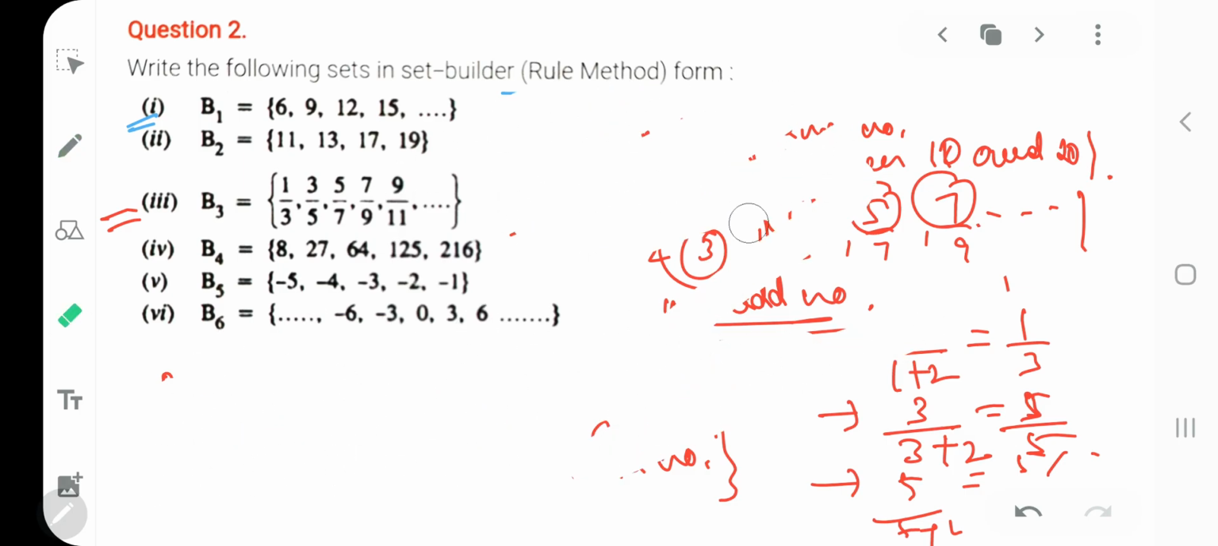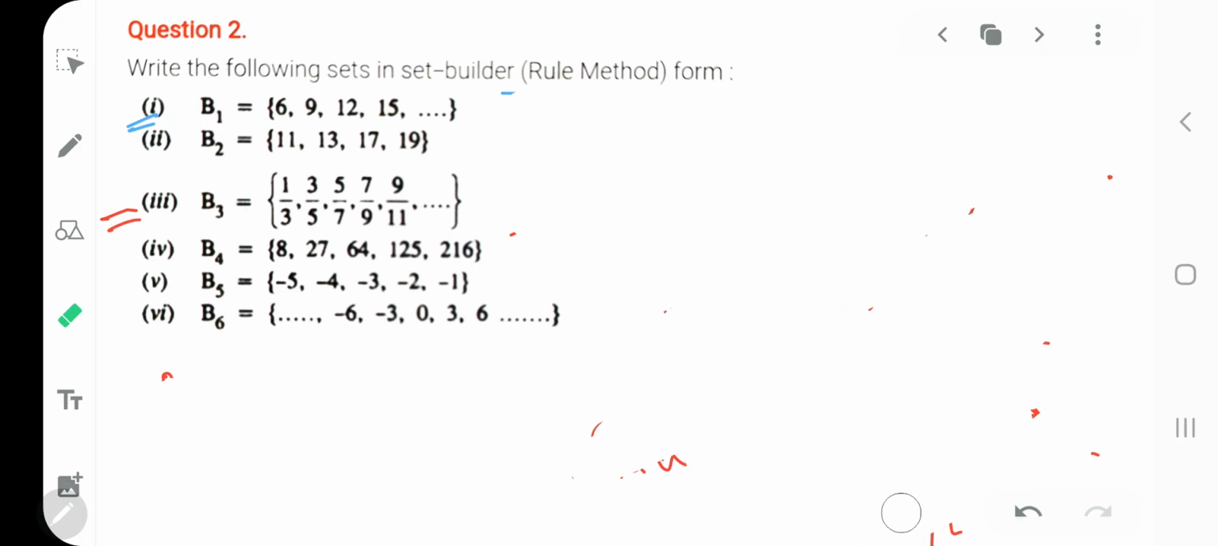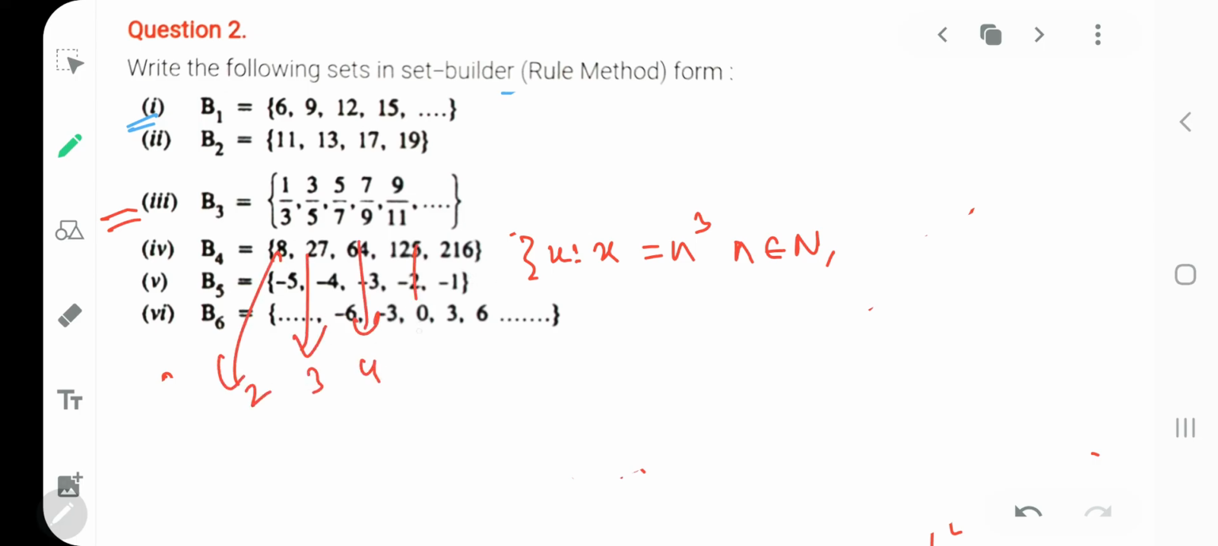Next we have 8, 27, 64, 125, 216. If you notice, these are the cubes of natural numbers. So can we write here x such that x is n cube and n belongs to natural numbers? And yes, I have seen that it is greater than or equal to 2: this is 2 cube, this is 3 cube, this is 4, this is 5 and this is 6 cube. So you can write n belongs to natural numbers greater than 1 and less than 7. Will that work?